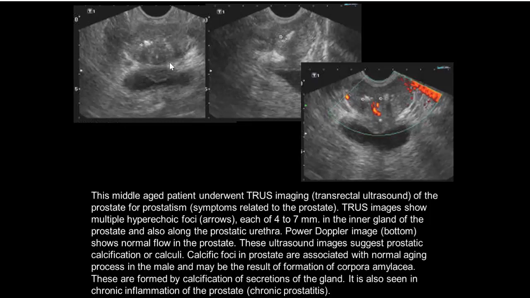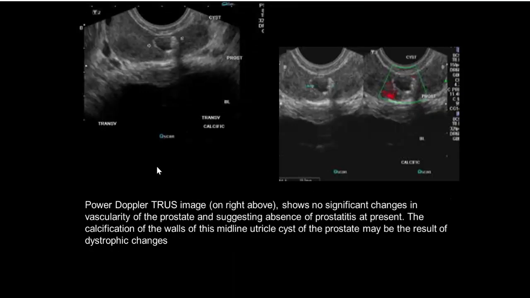Calcified foci in the prostate are associated with the normal aging process and may be the result of corpora amylacea. These are formed by calcification of the secretions of the gland, seen in chronic inflammation and chronic prostatitis. Power Doppler TRUS shows no significant change in the vascularity of the prostate, suggesting absence of prostatitis.